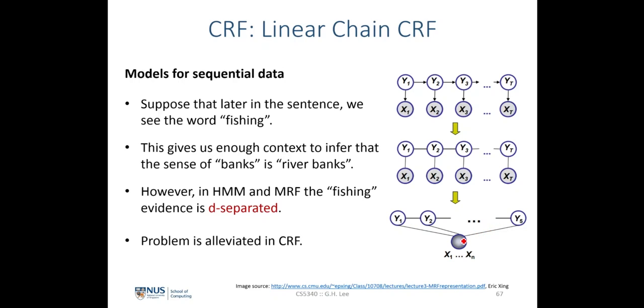We take into account all the observed random variables in the whole sentence. So suppose that we see the word fishing in the later part of the sentence, then "banks" is going to become more likely to be referring to river banks, which is a noun, compared to if we observe money in the later sentence. It could mean a verb, that the person banks some money into the account, for example. So this means that the problem of the loss of global context is alleviated in the conditional random field.